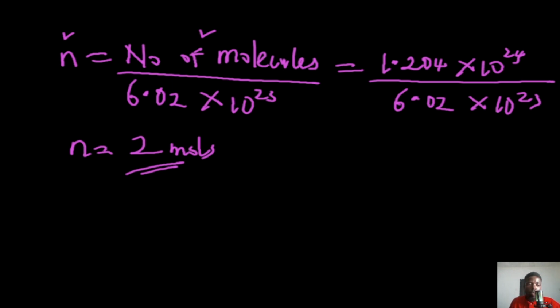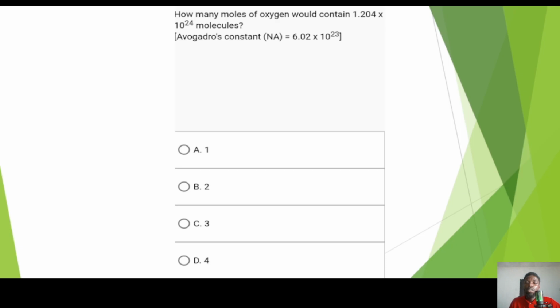Now let's look at our options to see if that is actually part of the options. So putting up our slide again so that everybody can see. What option is that? That's option B, and that is the correct answer. I presume this has been helpful in your understanding of relating the different quantities of measurement.